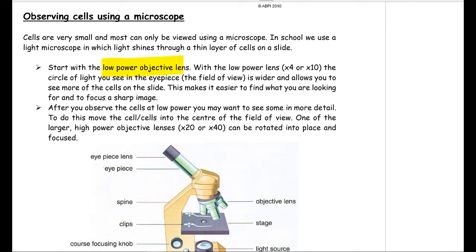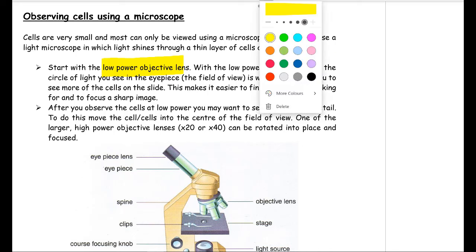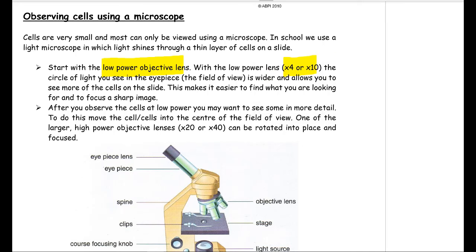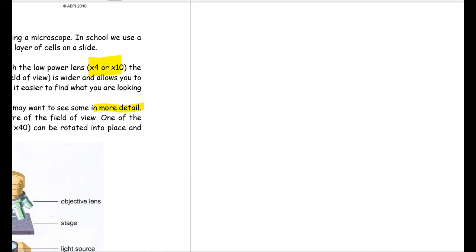So you always start with a low power objective lens. Now that usually has a magnification of ×4 or ×10. You make sure that your image or the sample is in the center of the circle of light. If it's wide, it allows you to see more of the cells on the slide, and it makes it easier to find what you're looking for and focus a sharp image. After you observe the cells at low power, you may want to see in more detail. So to do this, you move the cells to the center of the field of view and then use a higher power objective lens.